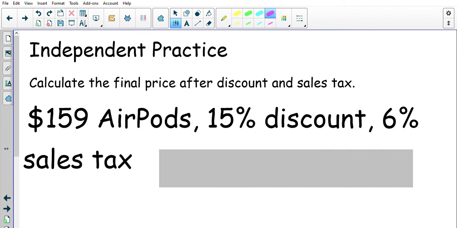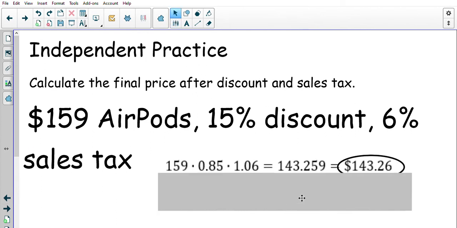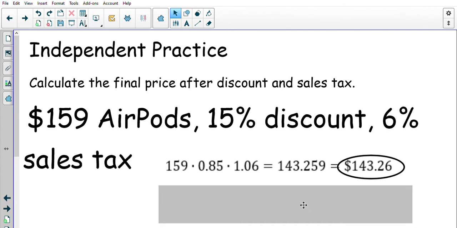All right, so for this one, I did it in a single step to make it easy. I took 159 times 0.85, that's for my discount, 85% of the price, times 1.06, that's for sales tax. I got 143.259, which is $143.26. Done.